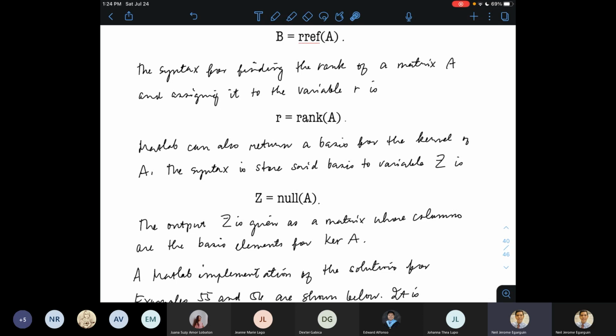So makita nyo mamaya, it will give us a basis for the null space. And if you count the number of columns, that will give you the nullity. Kasi bawat column ay isang basis element para sa kernel. So the number of elements in the basis, which is the number of columns in Z, would be the nullity of the matrix A, which is the dimension of the kernel.